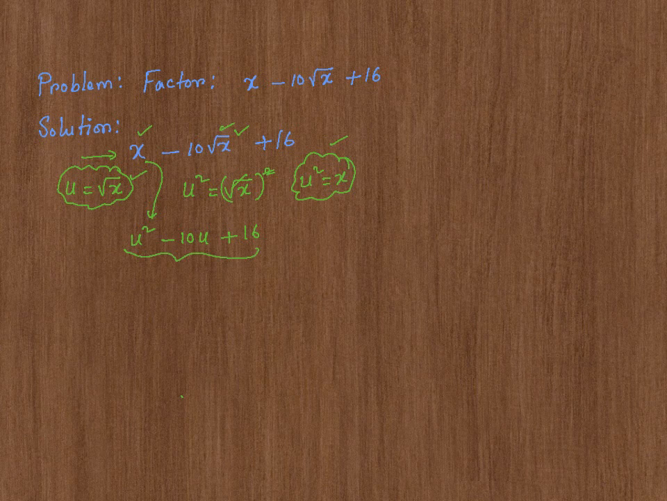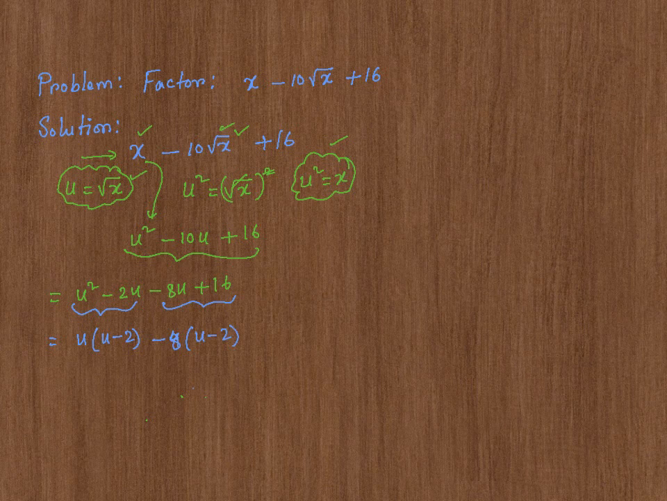16, this is quite easy to factor, so it's going to be u square minus 2u minus 8u plus 16. Now, let's create groups here. This is one group and this is another group. In the first group, I can factor a u out. That's going to give me u minus 2. In the second group, I could factor out a negative 8. That's going to give me u minus 2.